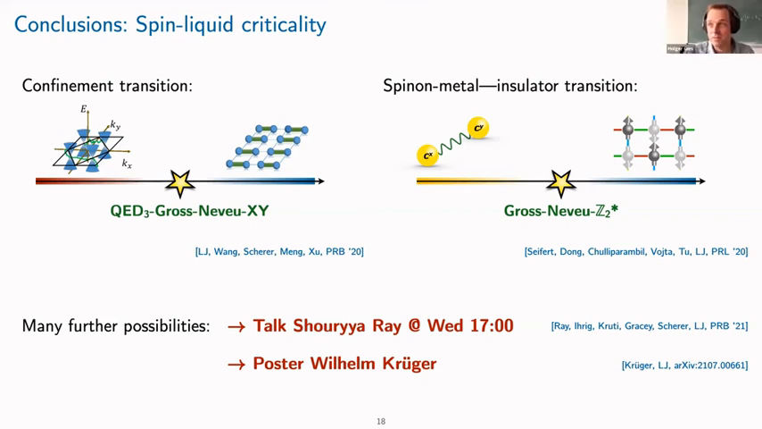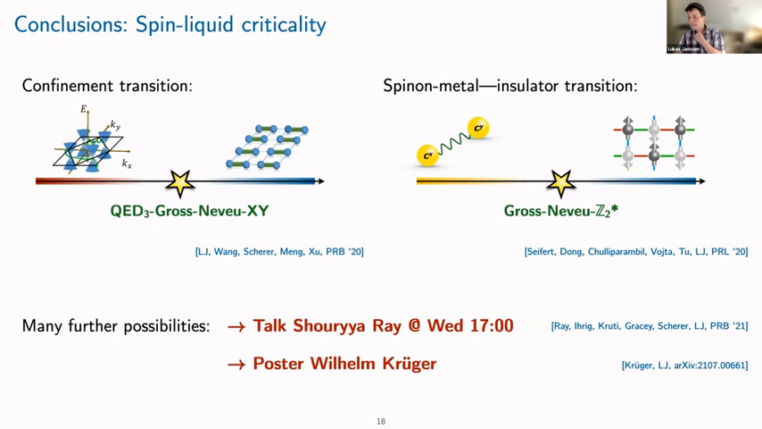Yes, and maybe a last question by David. Yeah, thanks. So I was just getting a little bit confused about what this Gross-Neveu Z2 star universality class is. So I usually think of the Z2 symmetry as being like a parity symmetry. The space-time symmetry. So are you gauging a space-time symmetry?